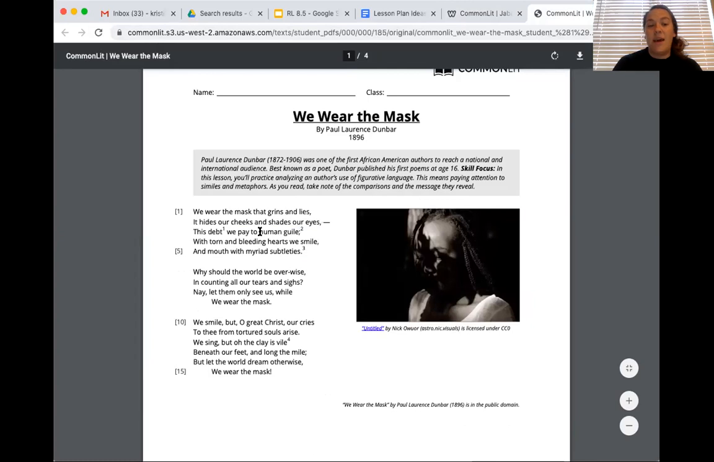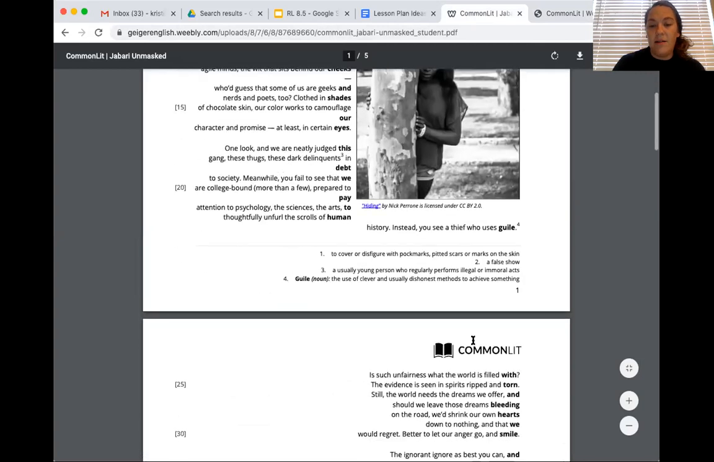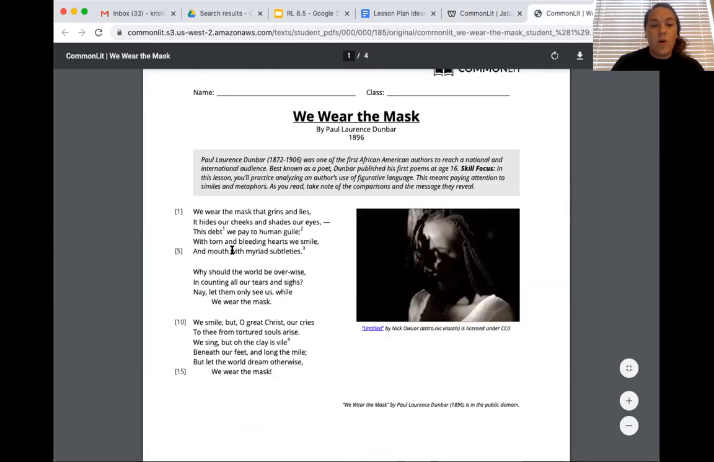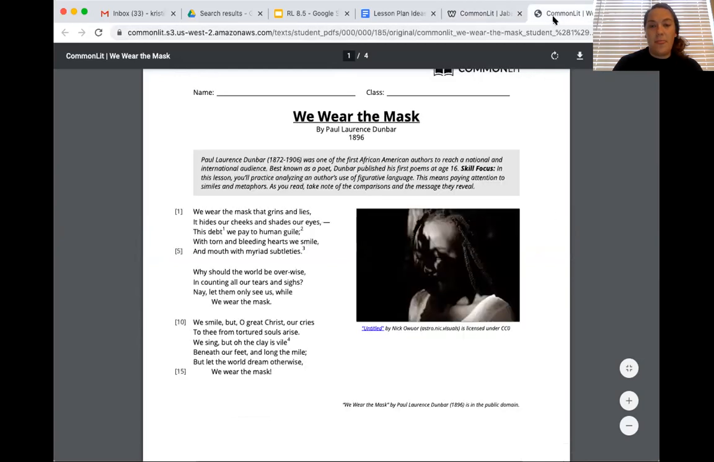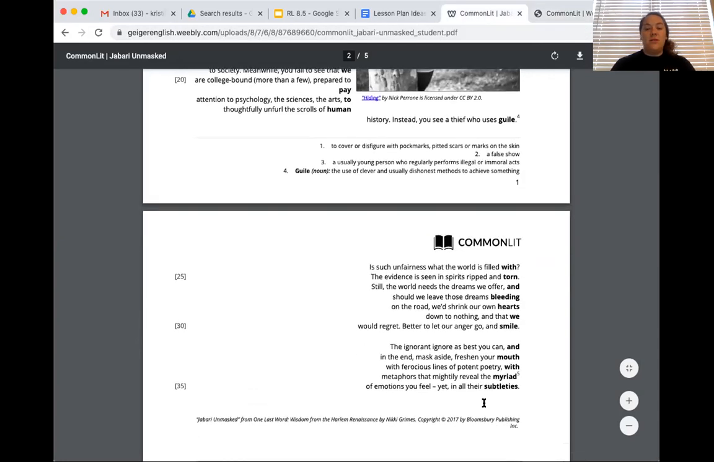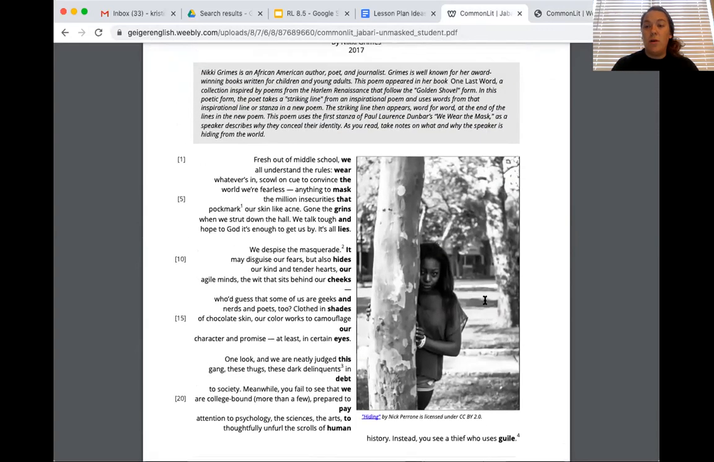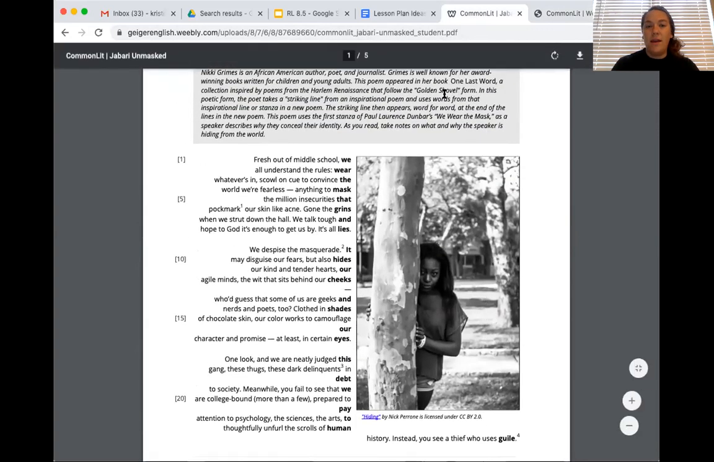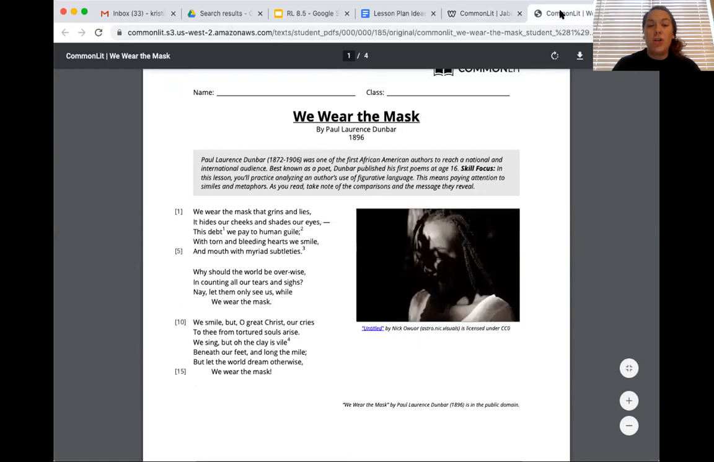Next line. This debt we pay to human guile. Here we have it. This debt we pay to human guile. Next line. With torn and bleeding hearts we smile. With torn and bleeding hearts we smile. And mouth with myriad subtleties. And mouth with myriad subtleties. So that right there is a similarity between these two poems. They are in fact connected. Nikki Grimes did not make a mistake when she ended each line with that stanza. She was making reference to this poem written in 1896.